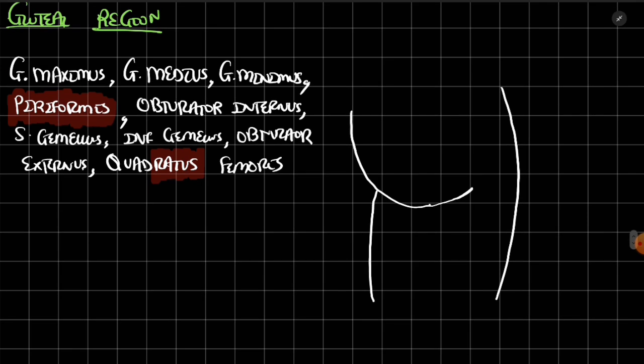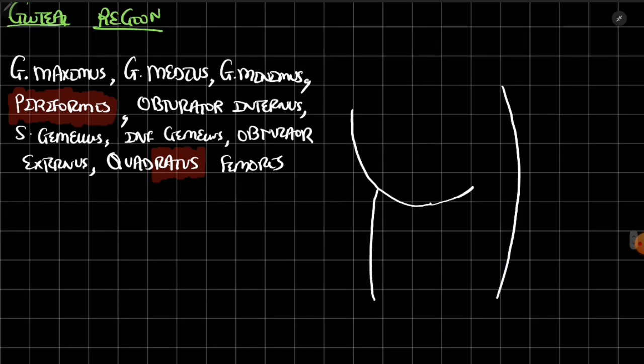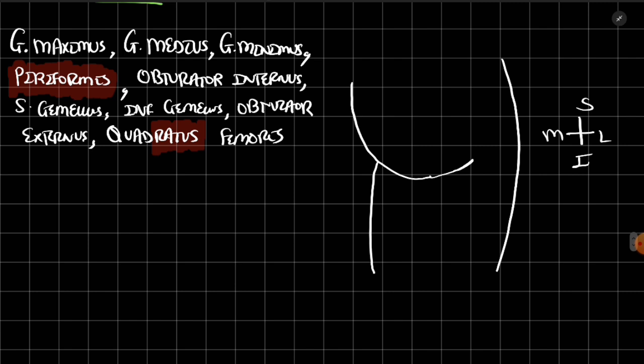Now, starting with the applied anatomy. Okay, this is the gluteal region of the right side, for example. The orientation of the figure will be medial, lateral, superior and inferior. Now if this is the lateral side, this is the right gluteal region when seen from the posterior aspect. Okay, this is the figure.